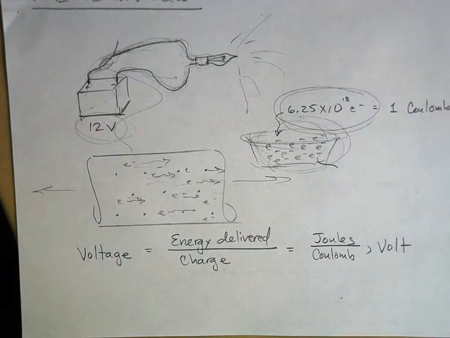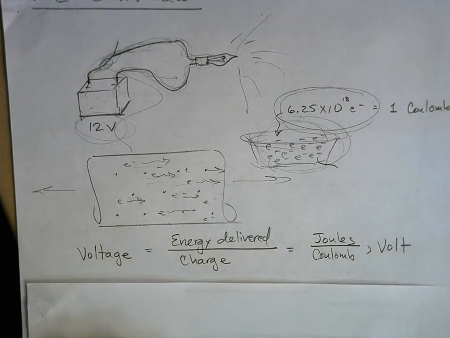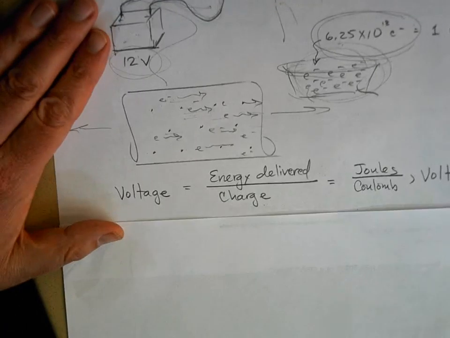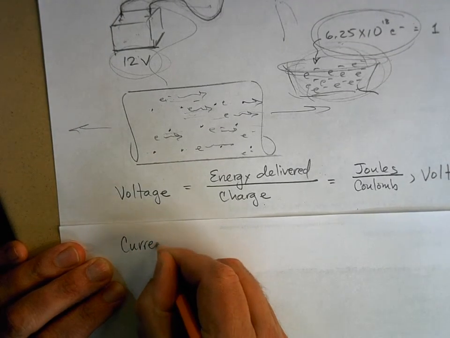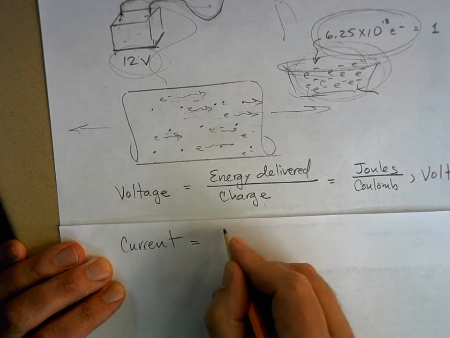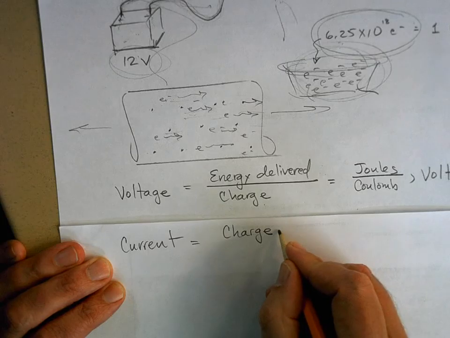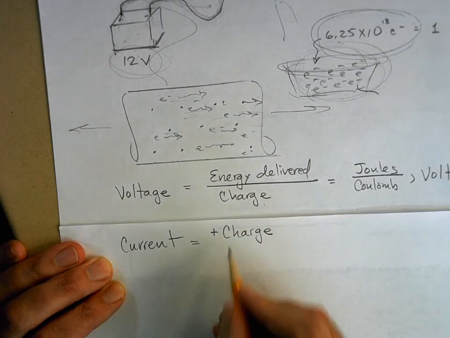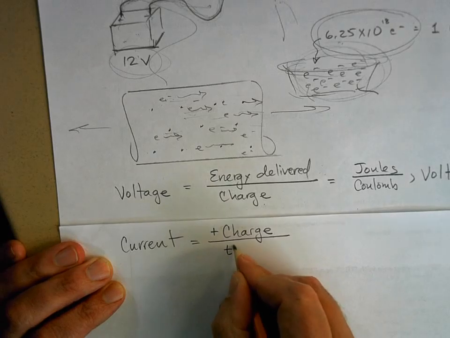And so what's happened is we have defined this thing called current. You have heard of current? Electric current. Yes. Well, now you're going to learn what it is. Current is equal to the amount of charge, actually I should say positive charge, that flows by per unit time.